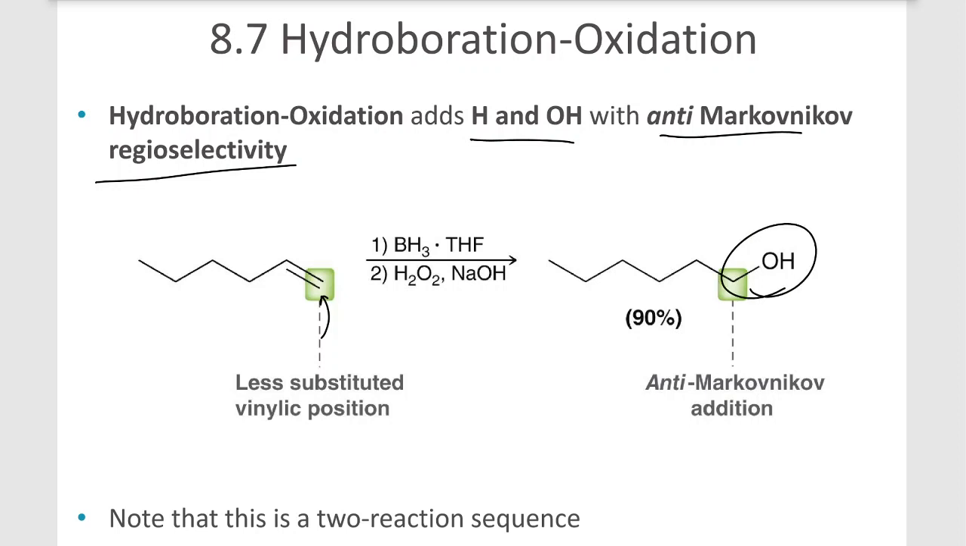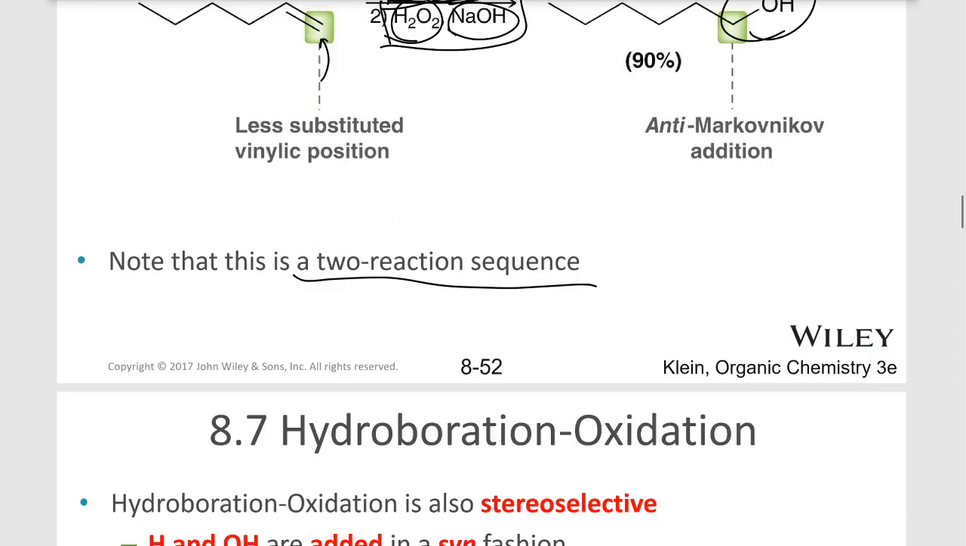So our reagents for this reaction are, quite a few here. We've got BH3, which is borane, THF, which is tetrahydrofuran, H2O2, which is hydrogen peroxide, and NaOH, which is sodium hydroxide. So notice that this is a two-step reaction sequence. First we add the BH3 THF, second we add H2O2, NaOH to obtain our product.